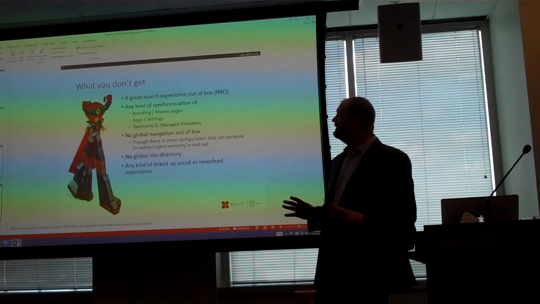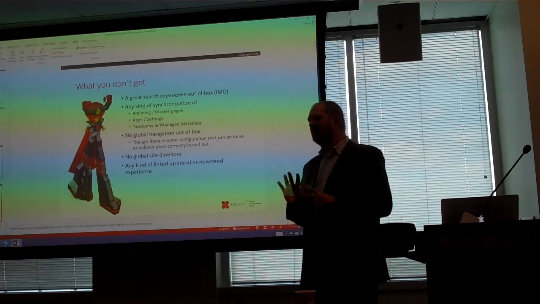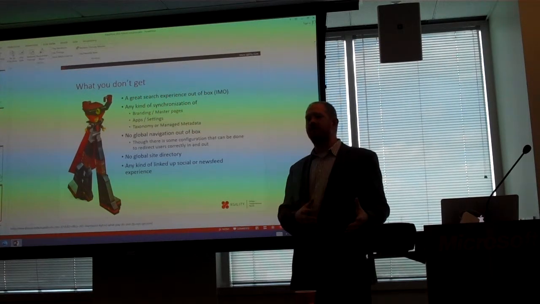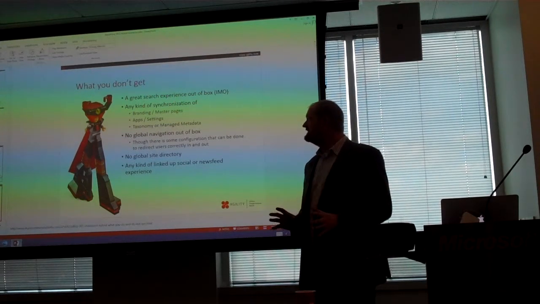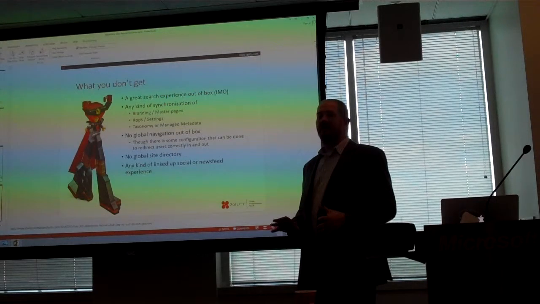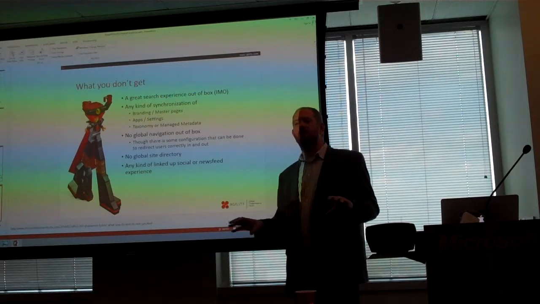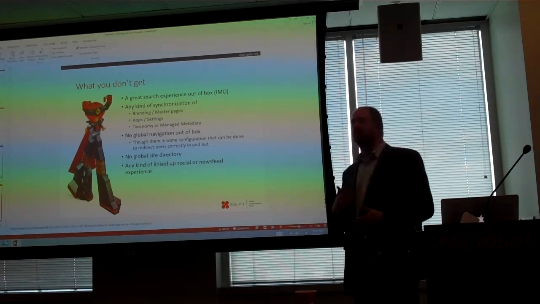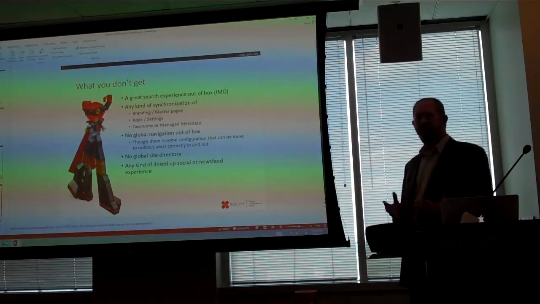You don't get any kind of global navigation. You don't get any kind of site directory that shows you where your online sites are and where your on-prem sites are. You don't get any kind of synchronization of the branding, application settings, taxonomy, managed metadata, content types. These are still two separate environments. All we're getting is search queries being passed back and forth. You don't get any kind of integration or link up between your social or news feeds. So, questions on hybrid search?